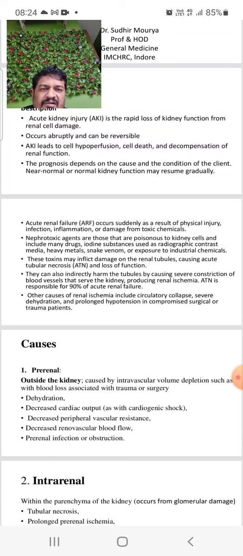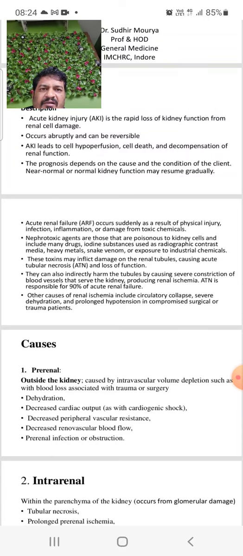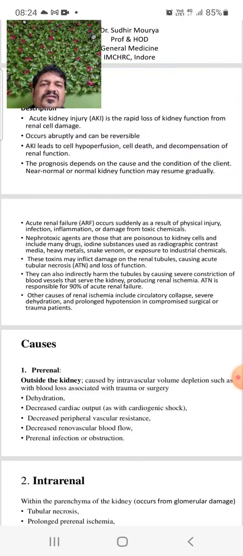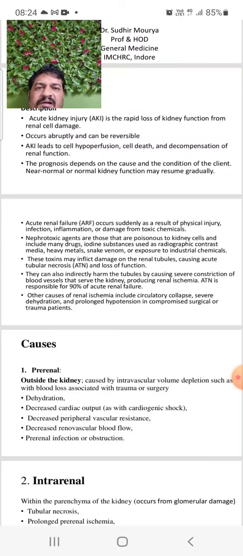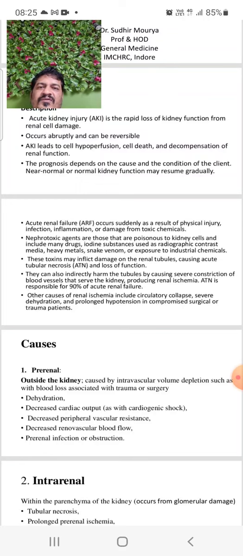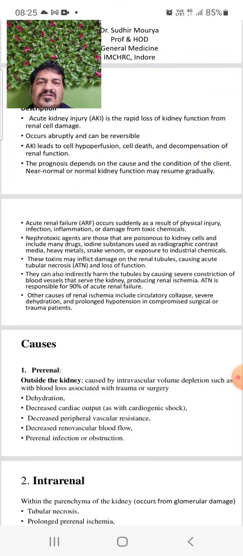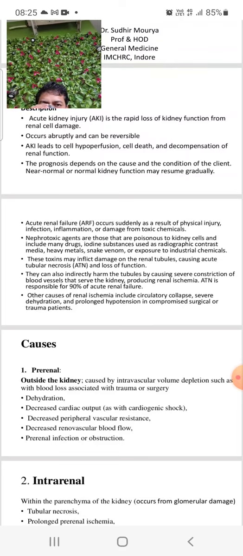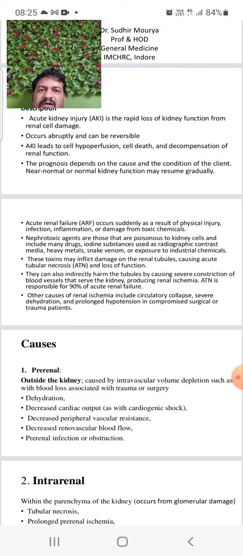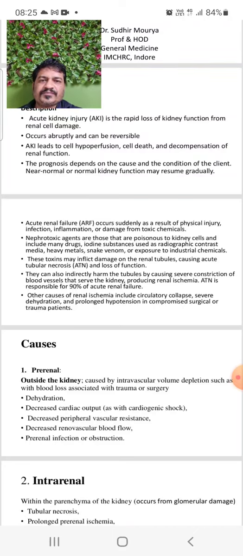Many times we check the level of creatinine before imaging, because if the creatinine level is high, the contrast will further increase the toxicity. Snake venoms or exposure to heavy chemicals are also big causes of acute tubular injury. Those toxins may inflict damage on the tubular functions, causing acute necrosis and loss of function.